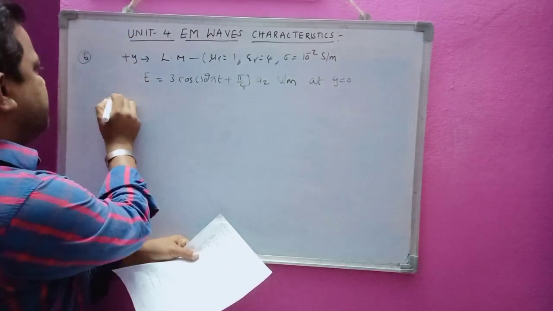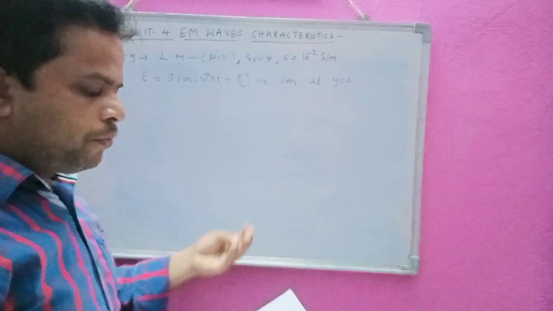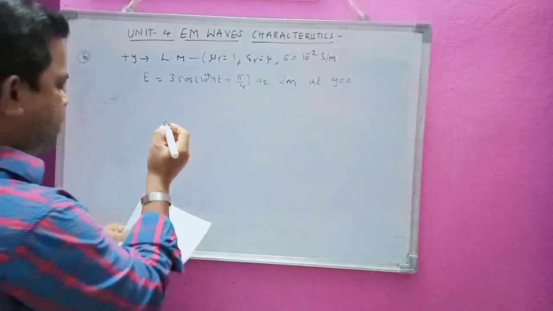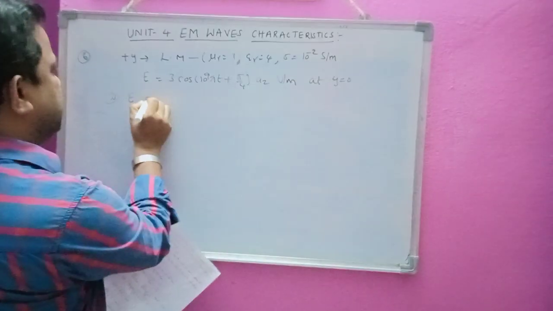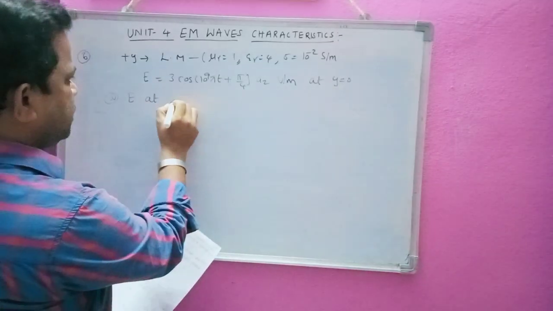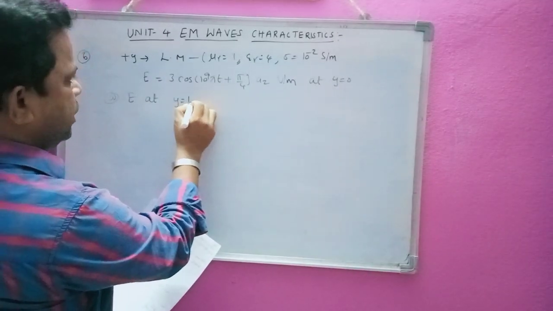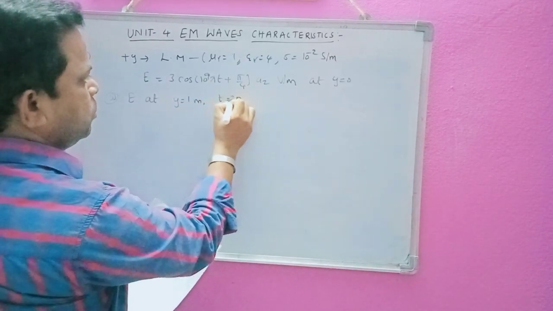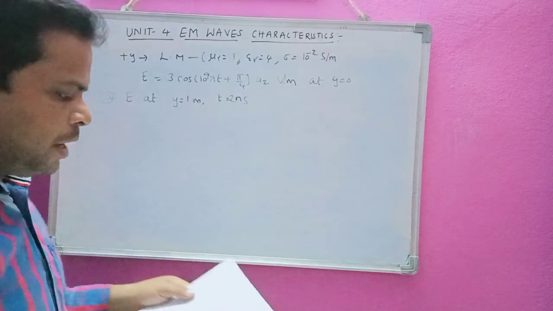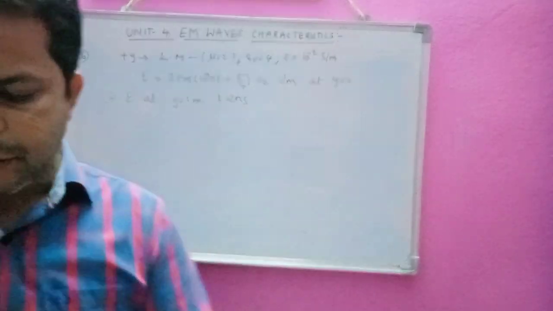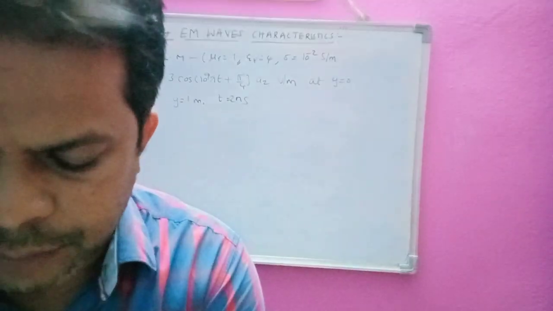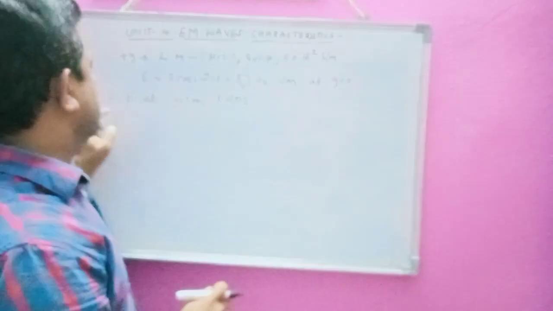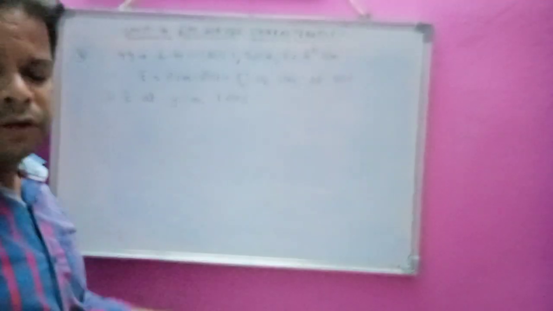We have to find A, B, C, D. So we have four sub questions in this one. Here we have to find first E at y is equal to 1 meter at 2 nanoseconds. So let us take them one by one. In these sub questions we have 4 questions. First one is A, next B, C, D; we will do them one by one.